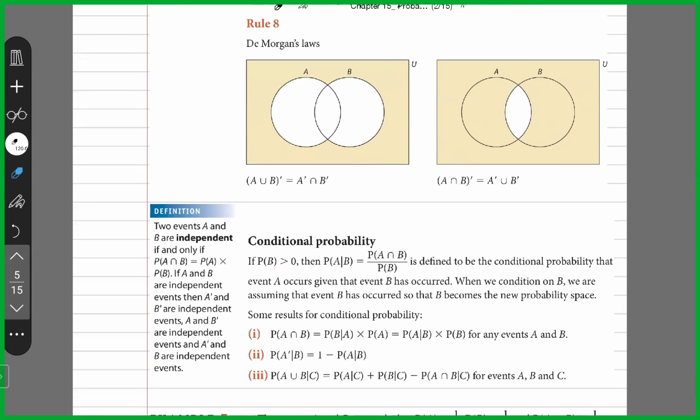De Morgan's law. We're going to have De Morgan's law somewhere, isn't it? It's not an issue, trust me. I think this is the only thing De Morgan contributed to.